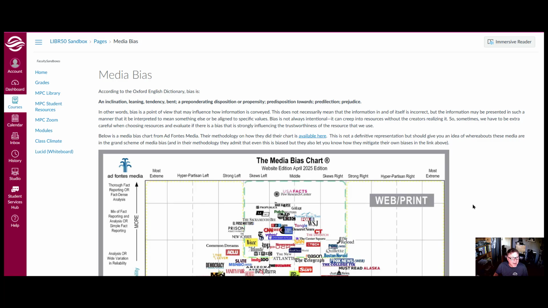Then I talk about media bias. This is important too, because when you're getting your news and information from someplace, there is a bias. No matter what your views are or what resources you're using, there is some sort of bias. So it's very important to be aware of things like that.